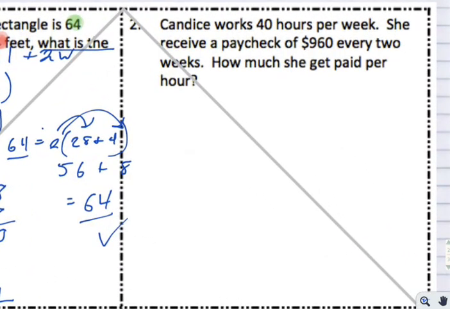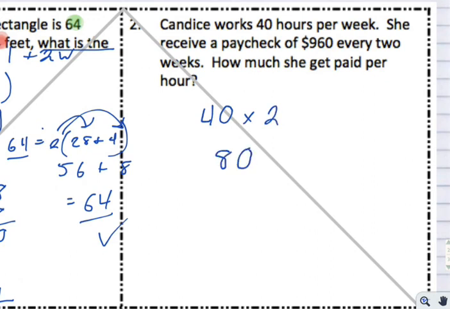Problem number 2 says Candice works 40 hours per week. She receives a paycheck of $960 every 2 weeks. How much does she get paid per hour? So if Candice works 40 hours per week, but she gets paid every 2 weeks, then 40 hours times 2 would be 80 total hours.